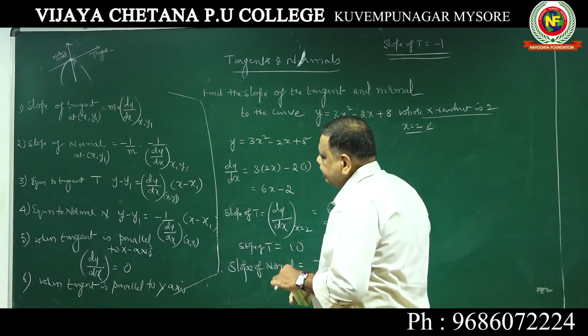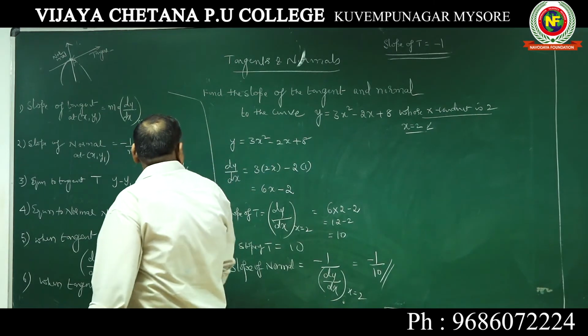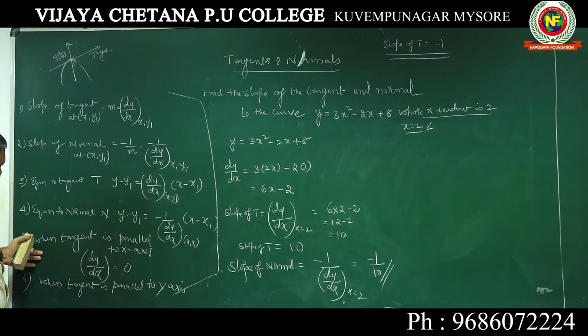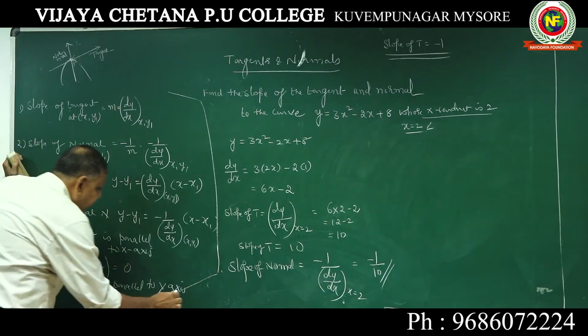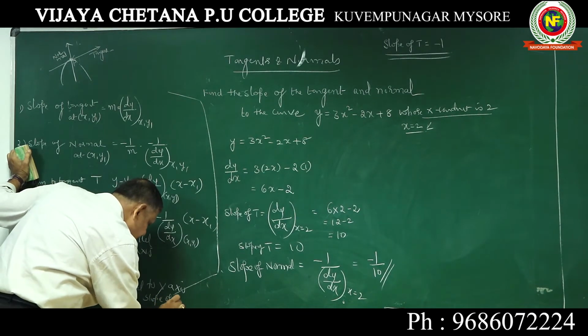When the tangent is parallel to x axis, what happens? And when it is parallel to y axis, what happens? I think I have given in the equation: when parallel to y axis, slope of normal is 0. I think I have given that side.